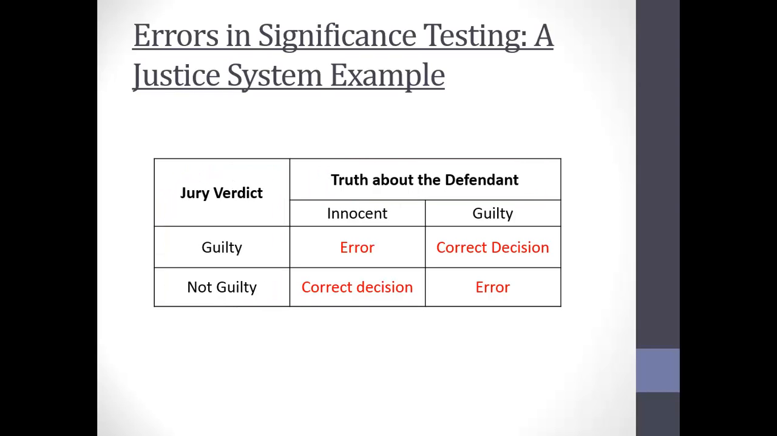If the person is actually guilty and you declare them guilty, then you've made the correct decision. If they're innocent and you've declared them not guilty, then you've made the right decision. But there are these two errors: they're actually innocent, but you declared them guilty, or they're actually guilty and you declared them not guilty. So you can either make the correct decision or the wrong decision as the jury.